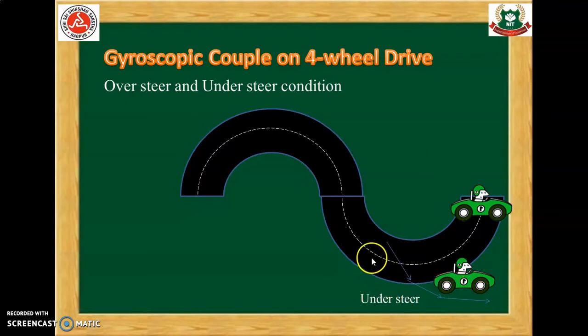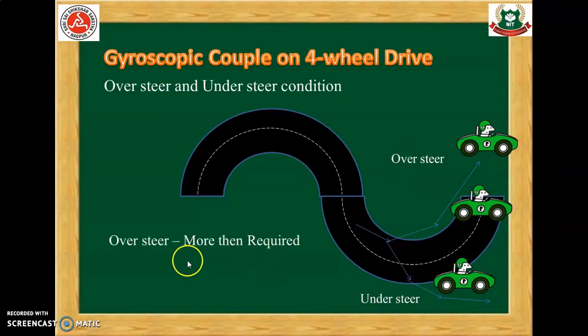Now, if you go on the right hand side, this condition is called understeer condition. And for example, if you are again driving the same vehicle and you go out of the road in the left hand direction, in this case it is called oversteer condition. Now here oversteer means more than the required and understeer means less than the required.